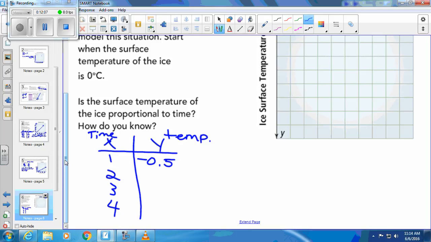I'm looking at my time here. I seem to already be going over, so I'm hoping to stay in time. 2 will go to negative 1. 3 goes to negative 1.5. 4 goes to negative 2.